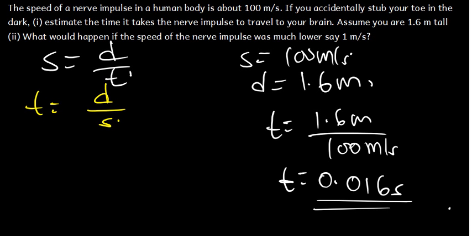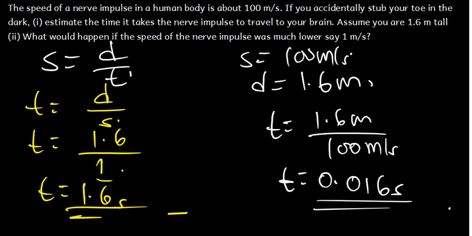Now we have been told that the distance is the same because we are still dealing with the same person. The distance is the same, 1.6. Now they are saying that the speed is 1. So time in this case is going to be equal to 1.6 divided by 1, which is 1.6. So we're going to put our 1.6 seconds here.